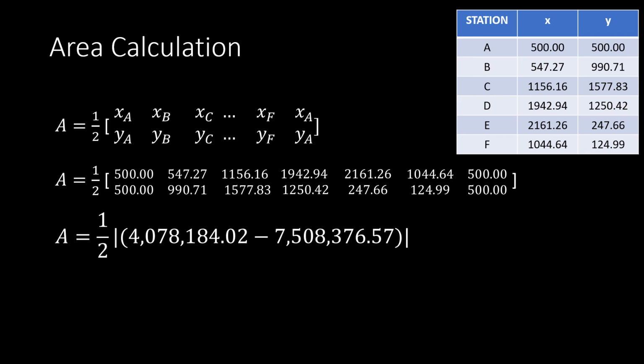Then we cross multiply: 500 times 990.71 plus 547.27 times 1577.83 up to 1044.64 times 500 minus the following products: 547.27 times 500, 1156.16 times 990.71 up to 500 times 124.99, and this is what we will get. Then we simplify and we will be getting an area of 1,715,096.28 square meters, and this value agrees with our earlier figure using either the DMD or the DPD method.